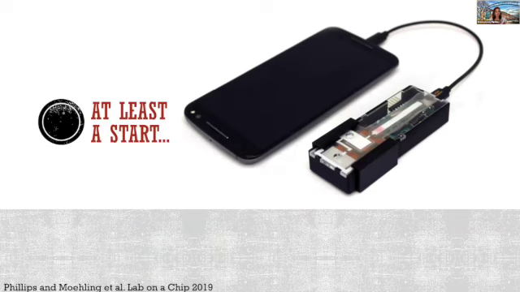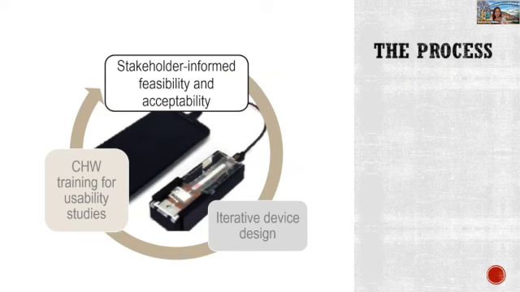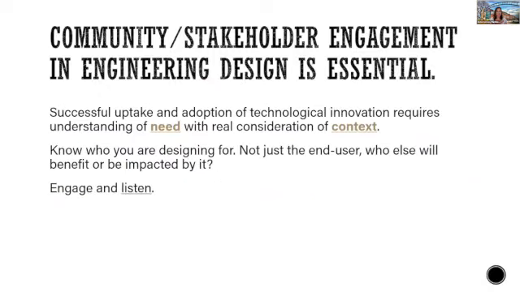Now, as we were thinking about this from a very technology-centric perspective, we started talking with our public health collaborators about, well, would an hour-long test be competitive compared to a 1 minute or 20-minute antibody test? And so we've really started refining our process for doing this by using stakeholder-informed feasibility and accessibility, iterative device design, and then training community health workers so that they can help us design and evaluate usability tests. This community and stakeholder engagement in the engineering design process is essential.